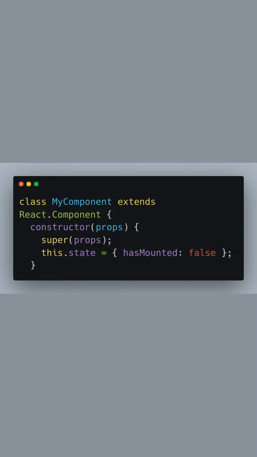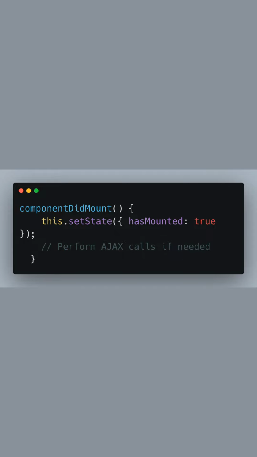In this class component called MyComponent, we start with a constructor where we initiate the state. We're setting an initial state property called hasMounted to false, indicating that the component has not yet mounted to the DOM. Once the component is actually mounted to the DOM, React automatically invokes the componentDidMount lifecycle method. Here, we update the hasMounted state to true.